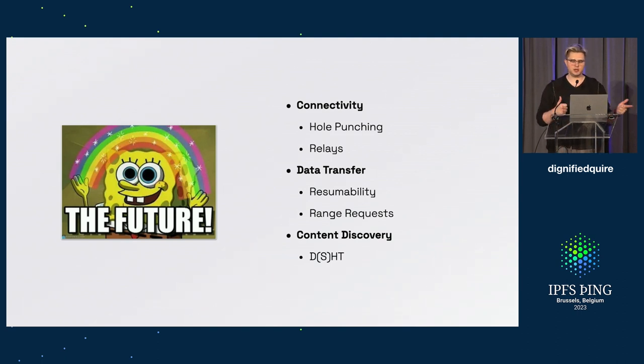A couple of things we're working on right now. Connectivity. Turns out right now we don't have hole punching, so things work with static IPs, that's great, but nobody has static IPs anymore. So hole punching and relays is getting close, so this is coming very soon. Data transfer, almost done, coming very soon. Resumability and range requests, right? So if you interrupt large transfers, we can actually resume in the middle.